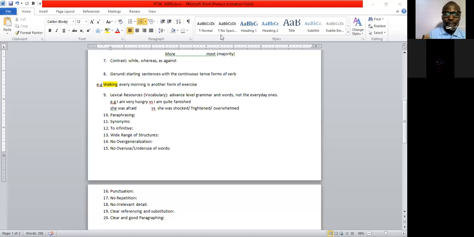For example, walking every morning is another form of exercise. How do we paraphrase that? We can say taking a walk each morning.